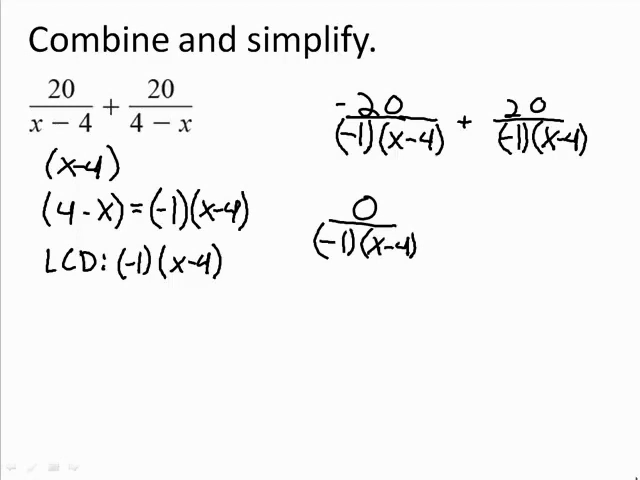You are left with 0 divided by negative 1 times the quantity x minus 4, which equals 0. This expression has to have the same domain as the original expression. In the original expression, there is an x minus 4 in the denominator, so x minus 4 cannot be equal to 0. Add 4 to each side. X cannot be equal to 4. So the final solution is 0, where x is not equal to 4.